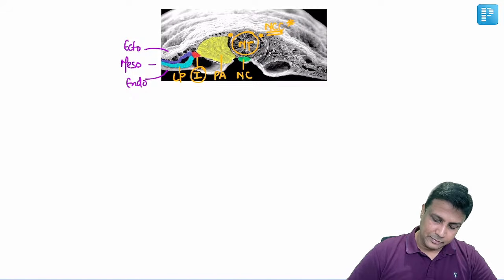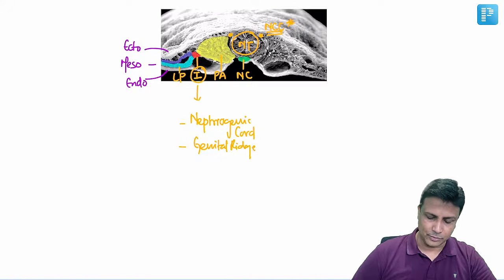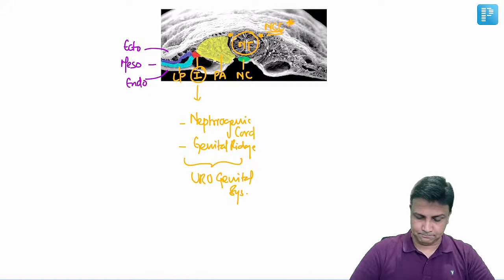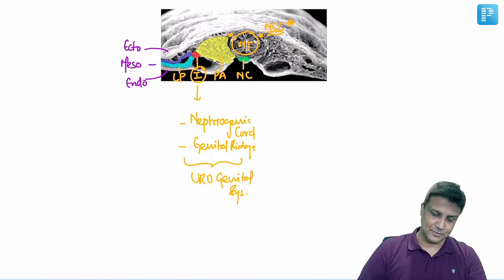Now, out of this, remember, the intermediate mesoderm is the one which is going to form nephrogenic cord. From the name itself, you're able to understand it is going to form the kidney. And another one, it is also going to form genital ridge. And genital ridge is the one which is going to form gonads. So in short, we can say nephro, uro, genital, so urogenital system. Intermediate mesoderm is the one which is going to form your urogenital system.